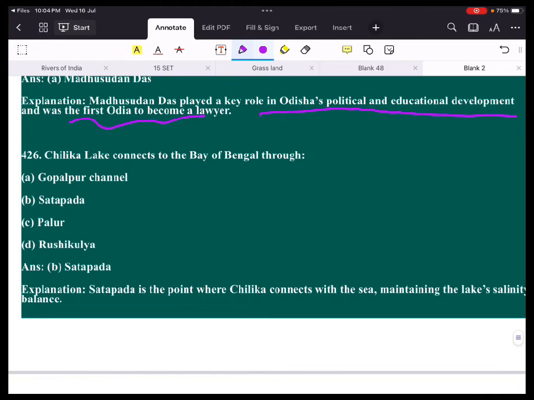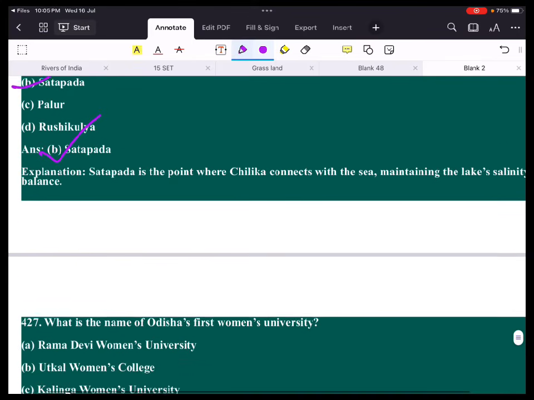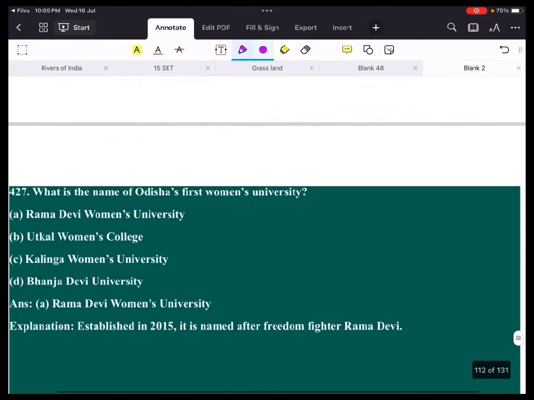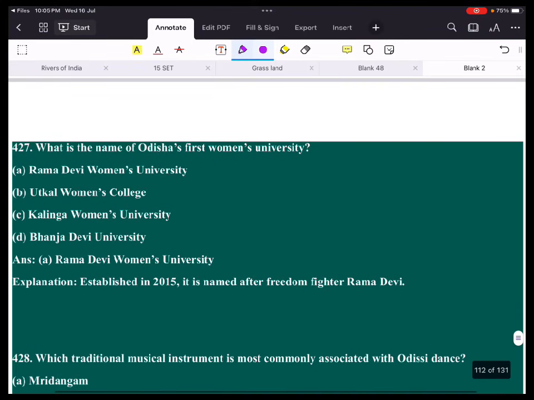Chilika Lake connects to the Bay of Bengal through Satapada. Option B. What is the name of Odisha's first women's university? That is option A, Ramadevi Women's University, established in 2015 and named after freedom fighter Ramadevi.